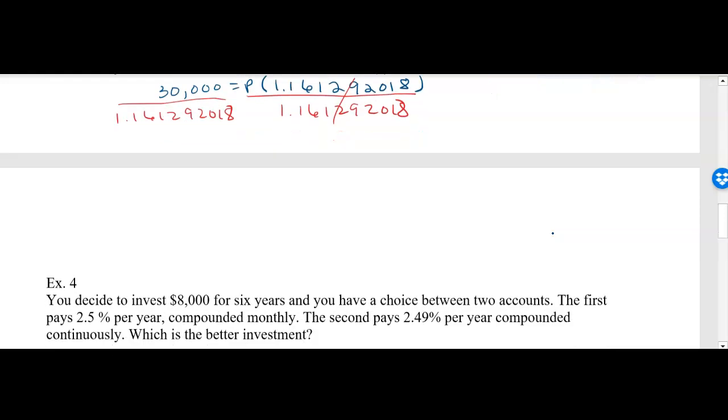All right, we have one more example. You decide to invest $8,000 for 6 years, and you have a choice between 2 accounts. The first pays 2.5% per year compounded monthly. The second pays 2.49% per year compounded continuously. So we're going to talk about continuously. Which is the better investment? All right, so this is going to be a little new with some of this.